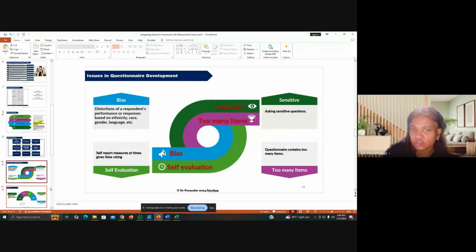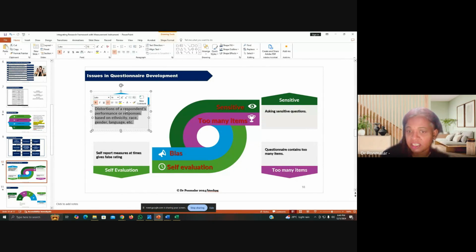Okay. Issues in questionnaire development. One, bias. You need to look into the bias factor, the distortions of respondents' performance or responses. I think that's why now we have a lot of ethics committees. You need to go for ethics clearance. What the ethics clearance committee will do is check whether your questionnaire has sensitive items or not.